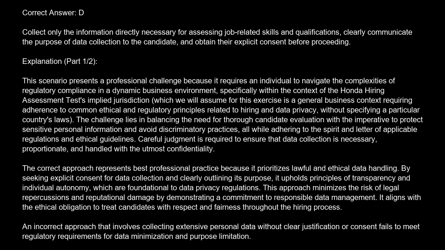The correct approach represents best professional practice because it prioritizes lawful and ethical data handling. By seeking explicit consent for data collection and clearly outlining its purpose, it upholds principles of transparency and individual autonomy, which are foundational to data privacy regulations. This approach minimizes the risk of legal repercussions and reputational damage by demonstrating a commitment to responsible data management. It aligns with the ethical obligation to treat candidates with respect and fairness throughout the hiring process.